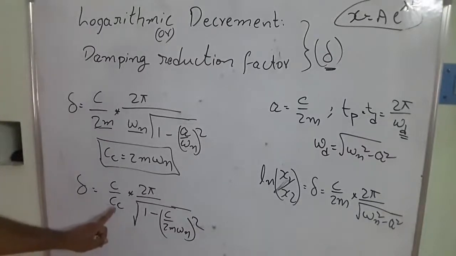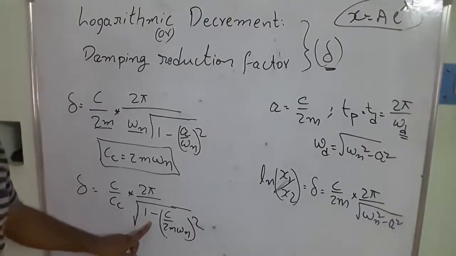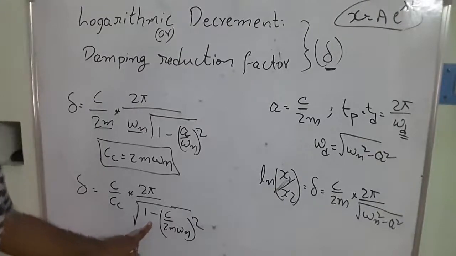So once I am going to be taking the Cc inside of this square root, then what is the equation here?